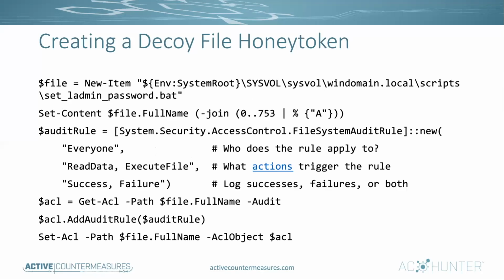So then we have a little bit of code here. I'm not going to go into depth with this, but I do want to point out that you can do this all with PowerShell. You can also do it from the GUI. How this works is we create a file, we fill it with some content, we create a file system audit rule. We're going to say that it applies to everyone. We want it to trigger whenever anybody tries to read the file or execute it. And we want to log it whether or not it's a success or a failure. And then we're going to apply that ACL to that file.